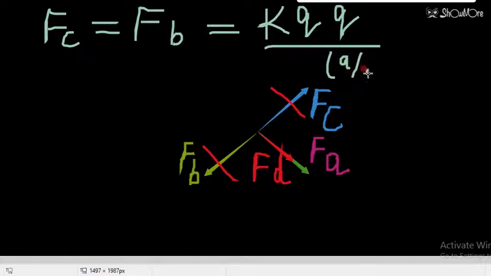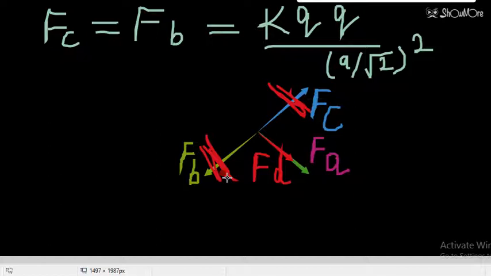So A by root 2 square, but these two forces are equal but in opposite direction, so they will cancel out. So these two forces FC and FB will cancel each other because they are equal and opposite in direction, or they are anti-parallel.